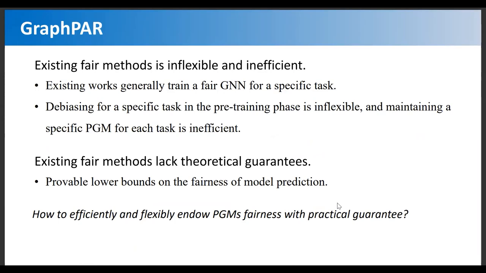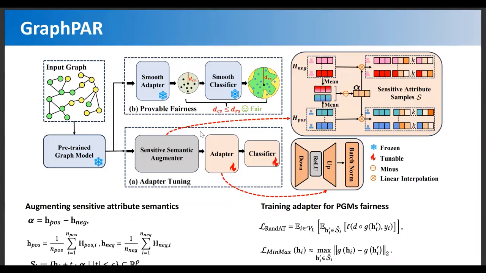Our idea is also based on the previously mentioned PEFT. Here, as shown in the figure, we fix the pre-trained graph model, and we introduce an adapter here. The adapter has much fewer parameters than the pre-trained one. And the pre-trained model is somehow corrected by the introduced adapter to bring more fairness.